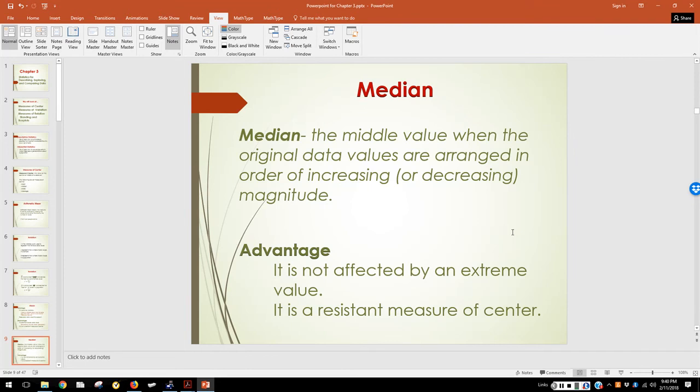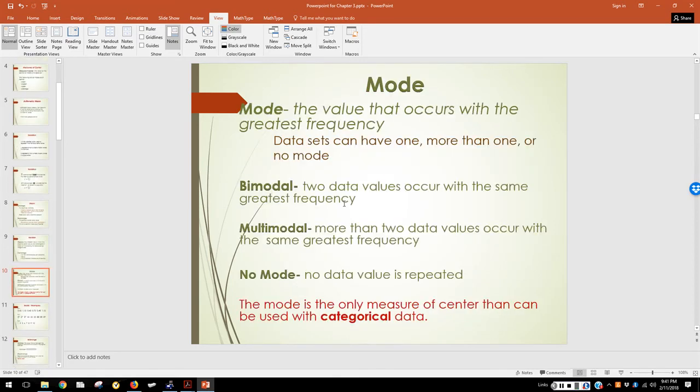The median is a more resistant measure of center because it's not affected by an extreme value. The median is the middle value when all of the original data values are arranged in order of increasing or decreasing magnitude. The mode, as we discussed, was the value that occurs with the greatest frequency.